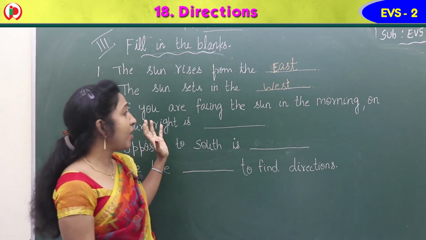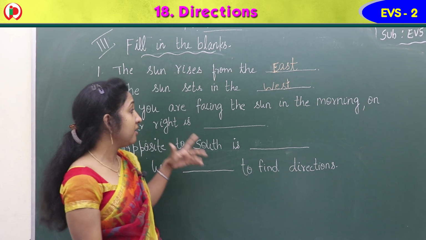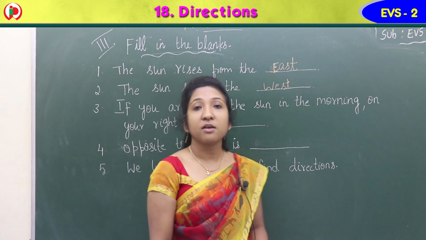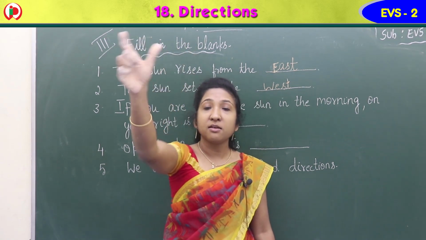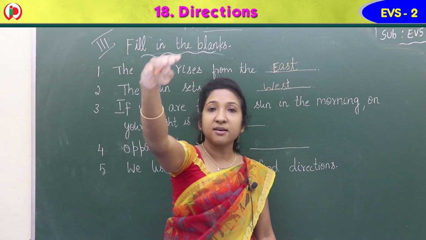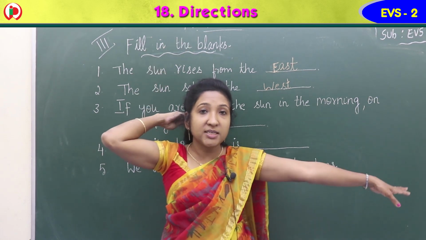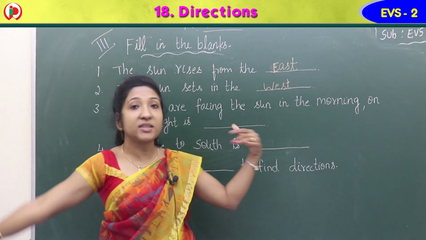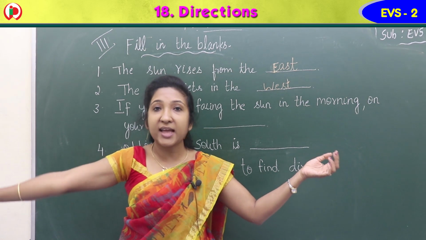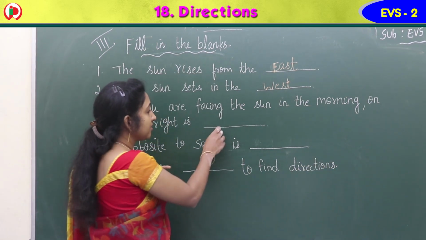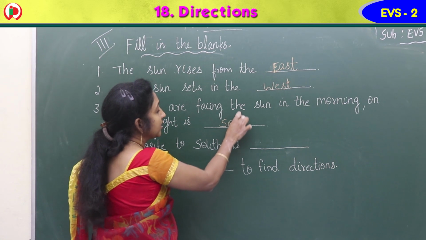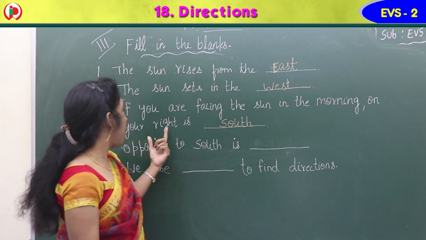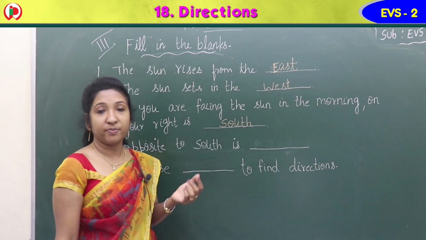Now third, if you are facing the sun in the morning, on your right is dash. On the right, which direction can you see? You are facing the sun in the morning. Sun rises in the east. So this is east. Behind you is west. Left is north. Right is south. So which direction will come on the right side? It is south, isn't it? S-O-U-T-H. South. So if you are facing the sun in the morning, on your right is south.